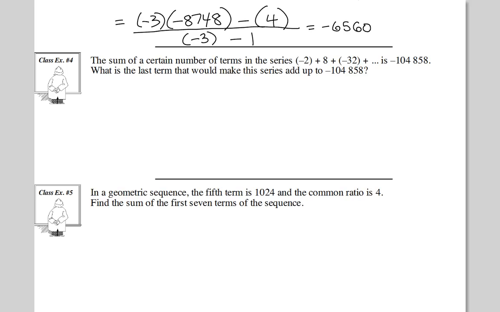Now, class example 4, it says the sum of a certain number of terms is blah. Okay, so certain number of terms, that means we don't know n. But it says the sum is this.